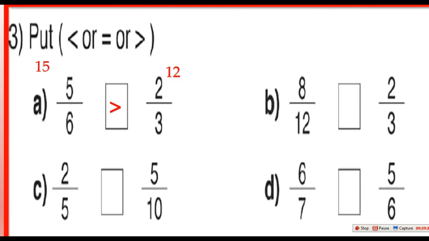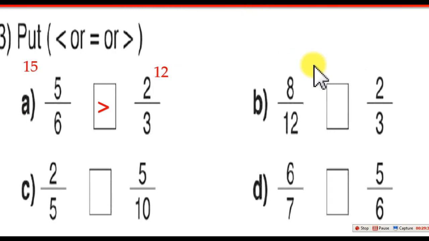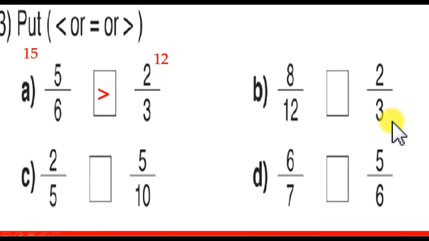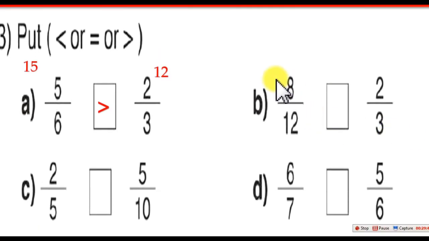Excellent, my dear students. 8 over 12, 2 over 3. Who can tell me? Try to multiply 3 by 8. 3 by 8 equals 24. Write 24 here. 12 times 2 equals 24. Equal.